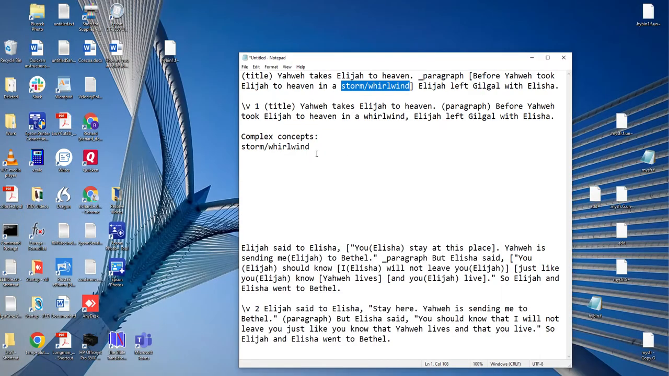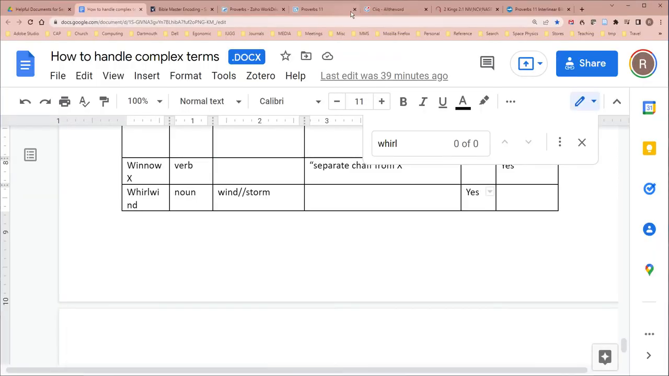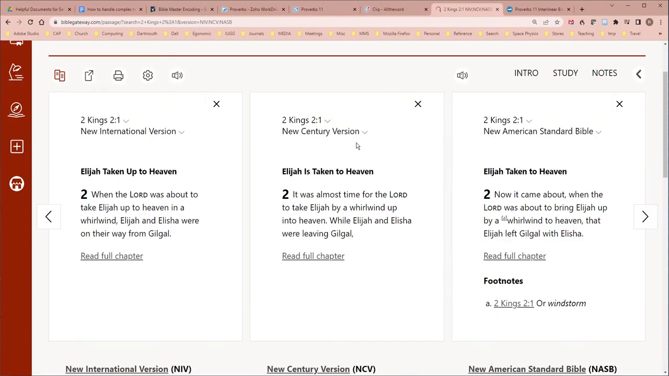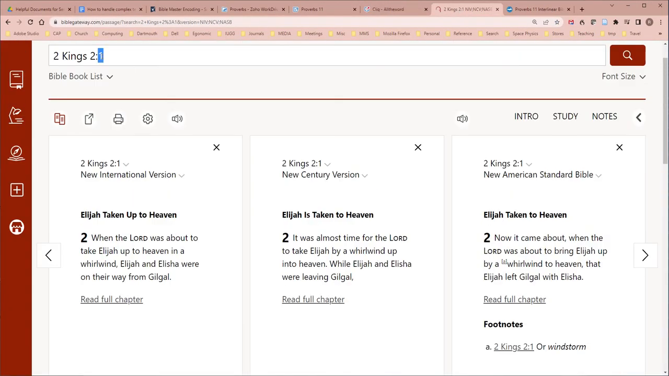So here, the way I wrote that in the phase 1 is I put it in brackets. So before Yahweh took Elijah to heaven in a storm or whirlwind, he left Gilgal with Elisha. So that's how I did the first verse. Now let's go to the second verse. So switch to that one.